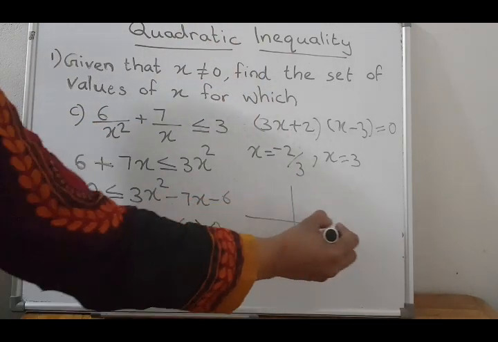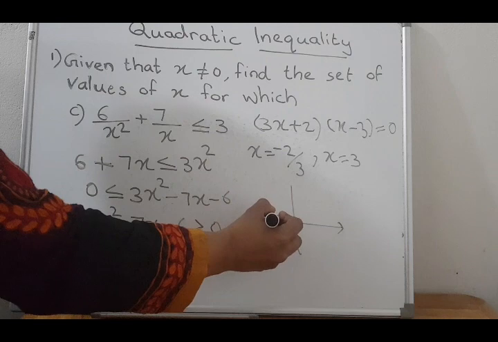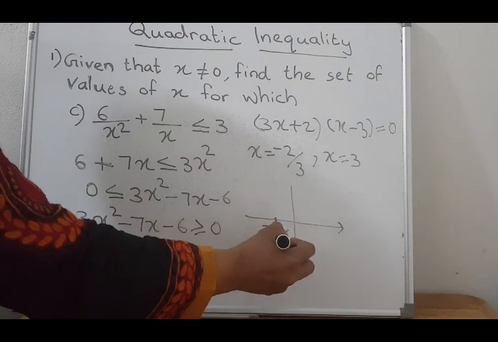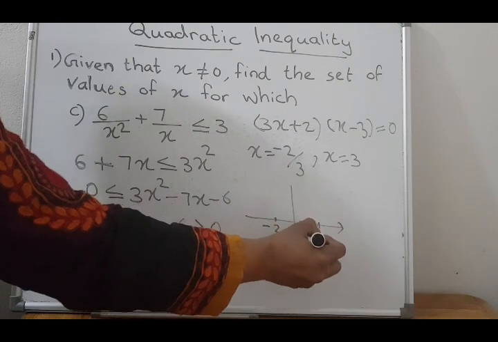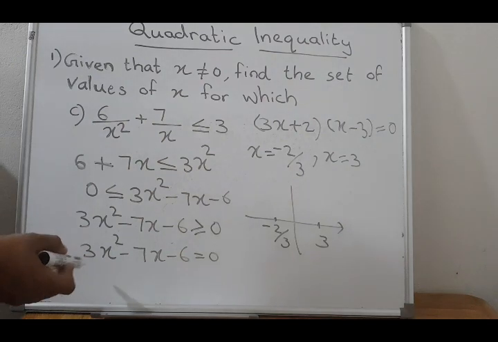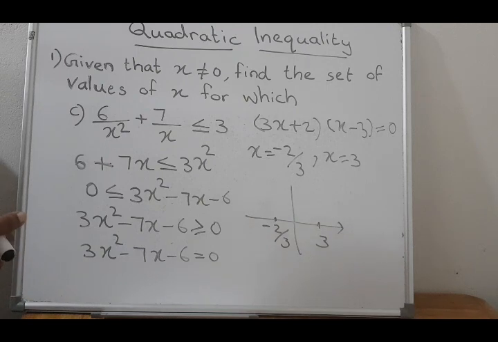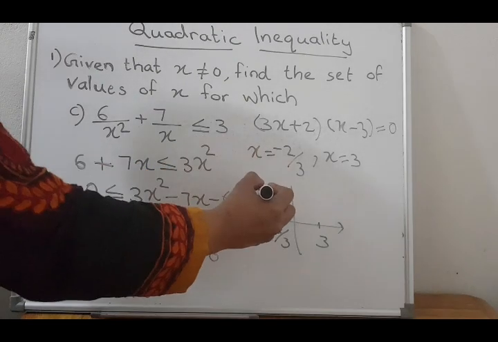So we are going to sketch the quadratic. Minus 2 by 3 and 3. Now you see the quadratic, the coefficient of x square is 3. That is positive. So that's a happy parabola. We can just sketch it.